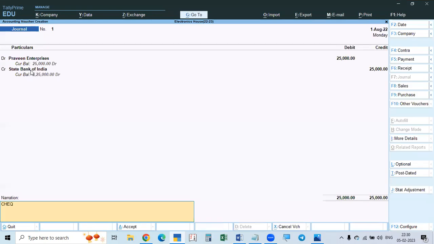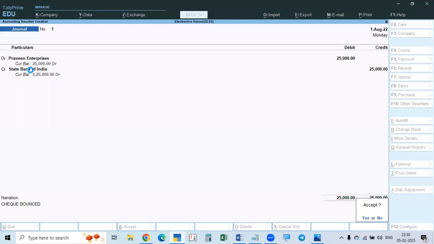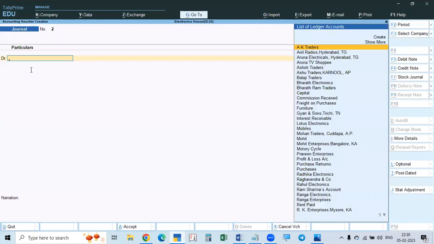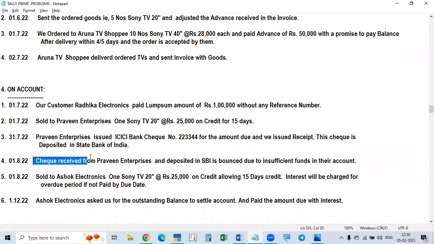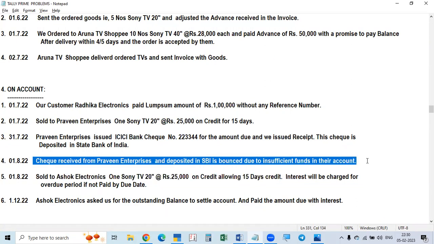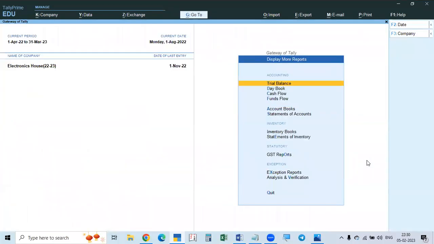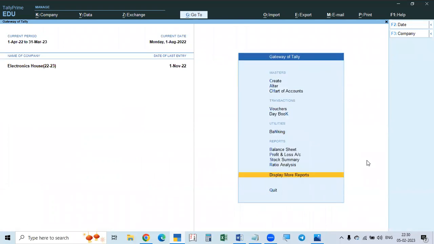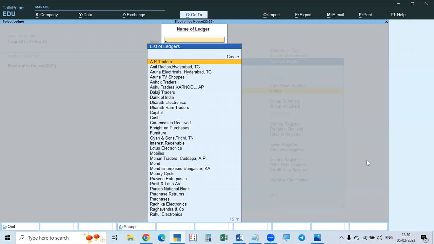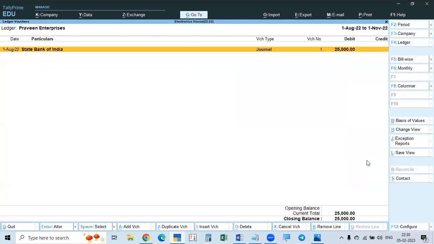Check bounced. That's enough. Name everything will be there. So check bounced, that's all. Small narration is enough. Okay, check bounced is right. Now when the check is bounced, we entered it in the account. If you go to the ledger, his name is Pravin Enterprises. What is the amount due? See here, we sold for 25,000, received the check, balance is nil, but the check is bounced.